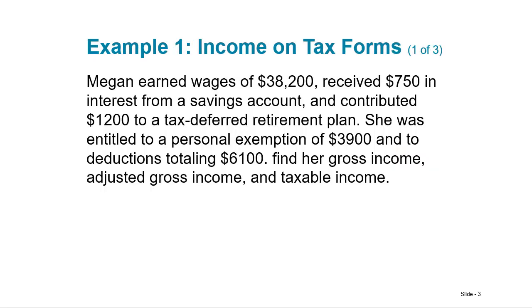So let's look at a typical example. She earned wages of $38,200. So that's her untaxed stuff, her gross income. She also received $750 in interest from a savings account and contributed $1,200 to a tax-deferred retirement account. She was entitled to a personal exemption of $3,900 and to deductions totaling $6,100. We can find her gross income, adjusted gross income, and taxable income.